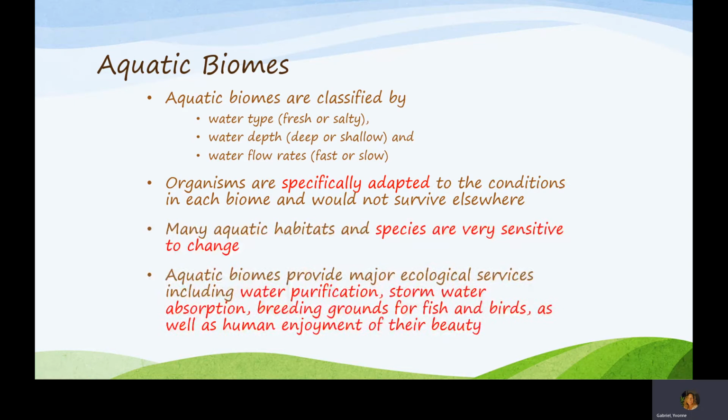So they provide a lot of services. Water is a really important resource for us. So it provides water purification. It helps with storms. When there's storms, the water is running downhill from the storm. We have aquatic biomes that actually slow down that runoff so we don't get as much flooding. And different water bodies are really important for breeding grounds for fish and birds and other animals. And then, of course, humans love the water.